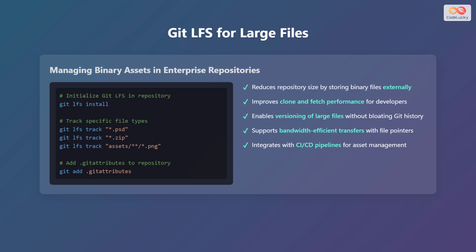The benefits of using Git large file storage include reducing repository size by storing binary files externally, improving clone and fetch performance for developers, enabling versioning of large files without bloating Git history, supporting bandwidth-efficient transfers with file pointers, and seamless integration with continuous integration and continuous delivery pipelines for asset management.